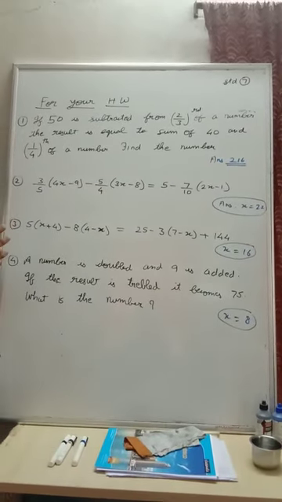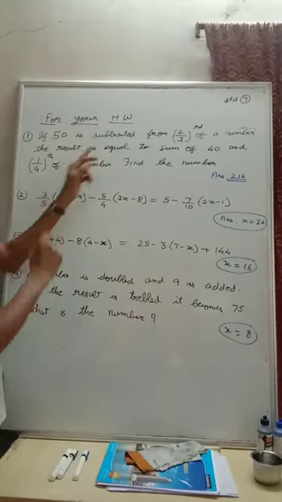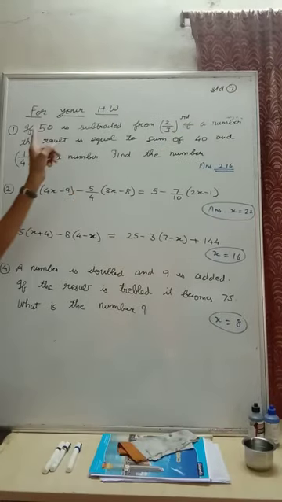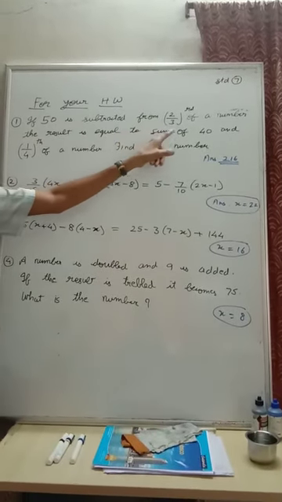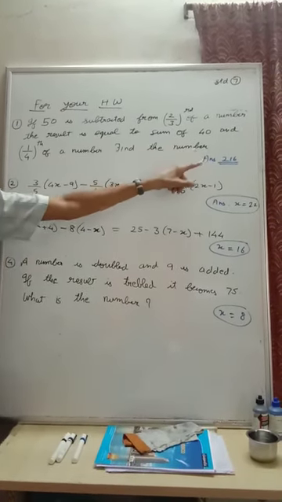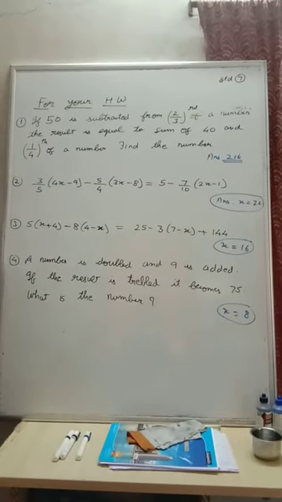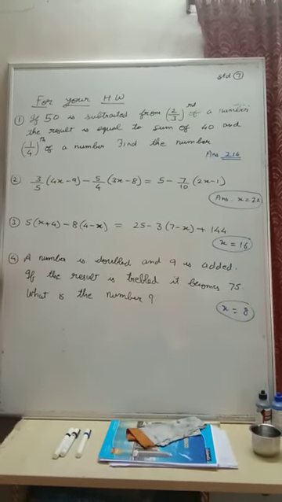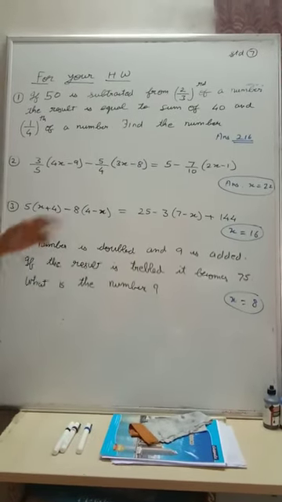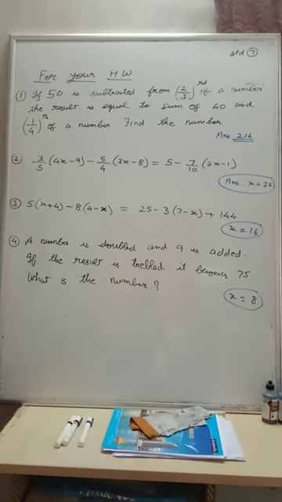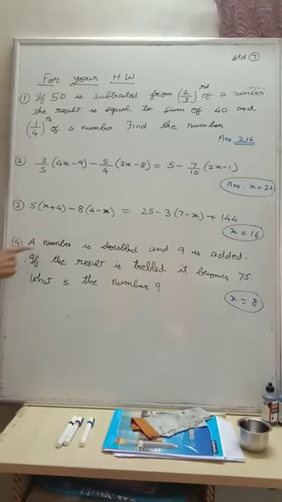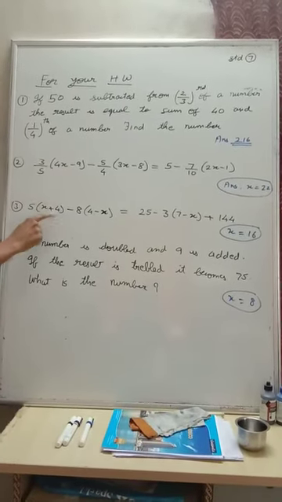I'll just read those examples for you. If 50 is subtracted from 2/3 of a number, the result is equal to the sum of 40 and 1/4 of the number. So find the number. The answer is, the number is 216. These are two equations for you to solve. Just have a look at those. I'll wait for a second. Just watch these examples properly.